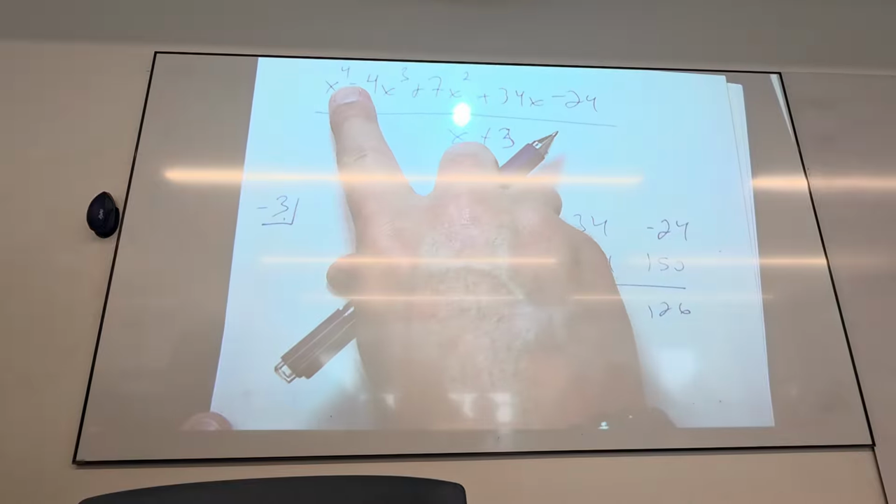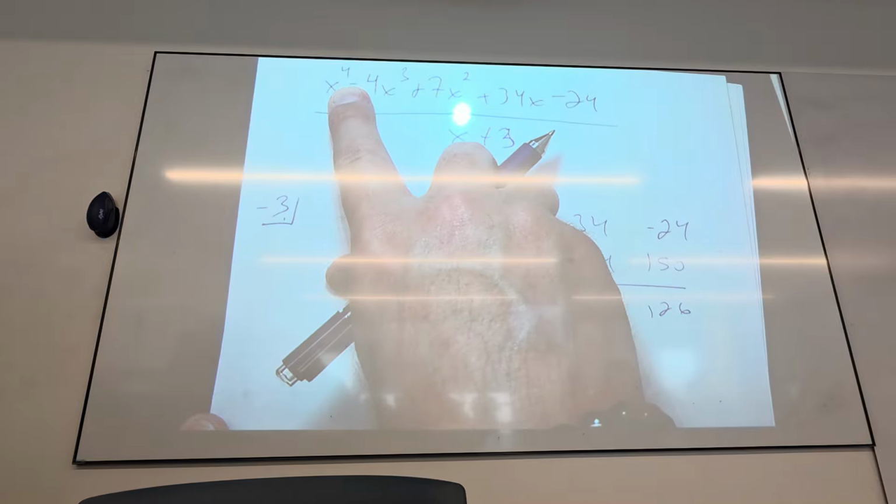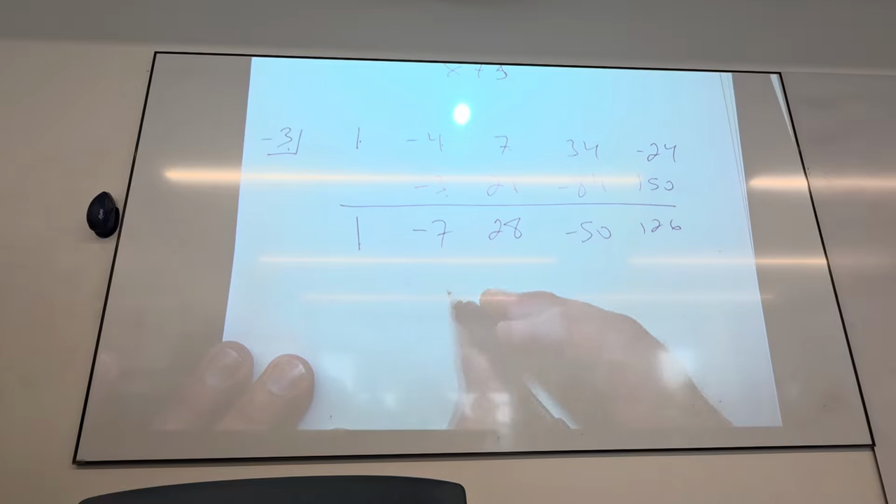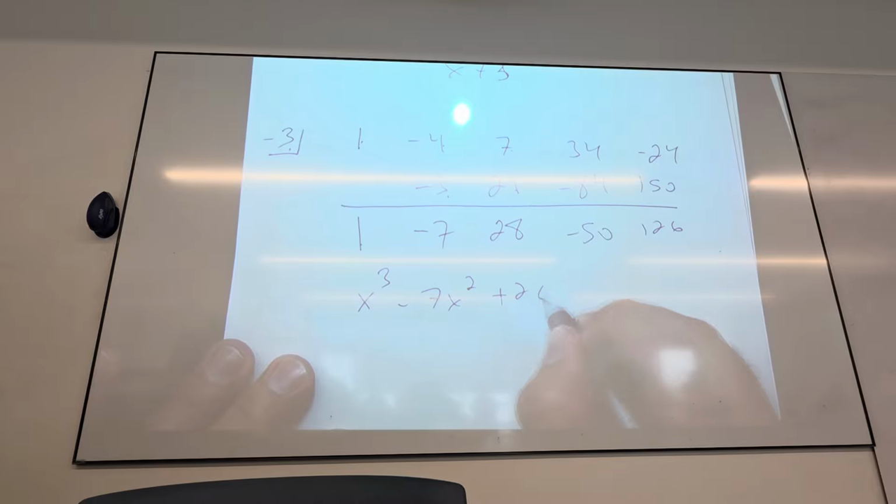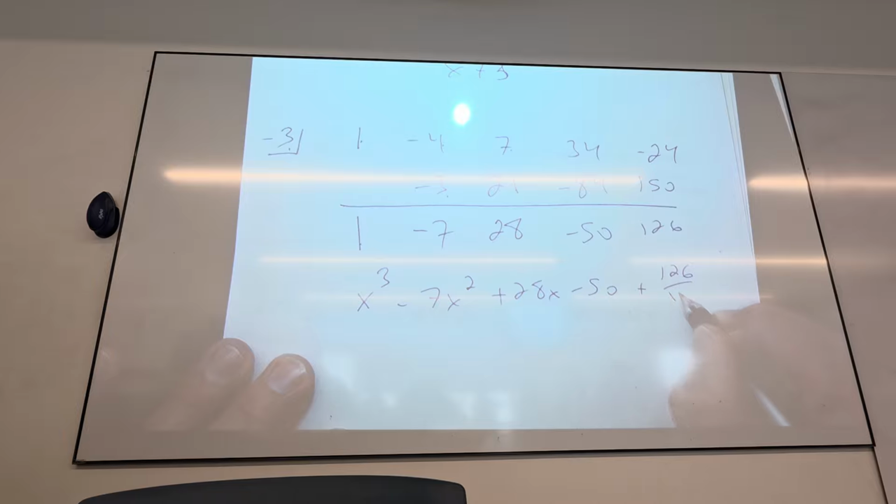What was it to begin with, the power? 4th. So this is going to be the coefficient of x cubed. And then you just go -7x squared. Plus you just go down in order. And then the last term is going to be the remainder term.